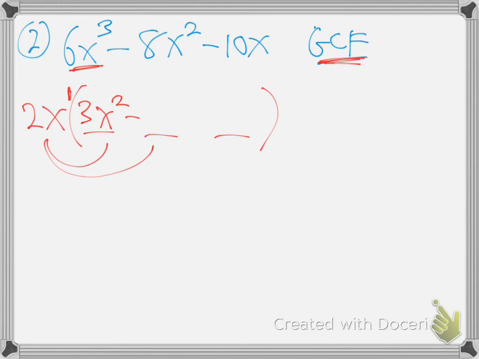Minus. 2 times what will be 8? 4, and it's got to be x to the 1, x to the 1 to go back to x squared. And 2x times minus 5 would be minus 10, and it's already got the x, so we don't need another one. There it is. Now, should I go further and try to do something more? No. They said just get the GCF on this one. So that's it. Not even going to try to.